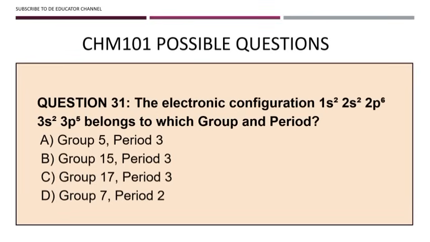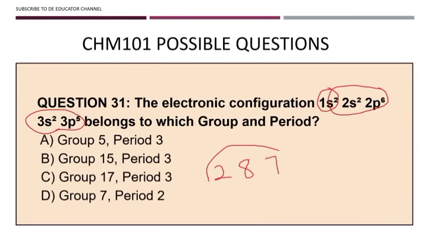Question 31. The electron configuration 1s2, 2s2, 2p6, 3s2, 3p5 belongs to which group and period? Now, when you want to do something like this, it's very, very simple. This is how you do it. 1s2, you circle the 1. How many electrons are here? You have 2 electrons. The electrons are all these small numbers up. Then all the 2, you circle the 2. What's the total? 8, right? Now, here, you circle this one. What do we have? You have 7. So 2, 8, 7. 287, right?